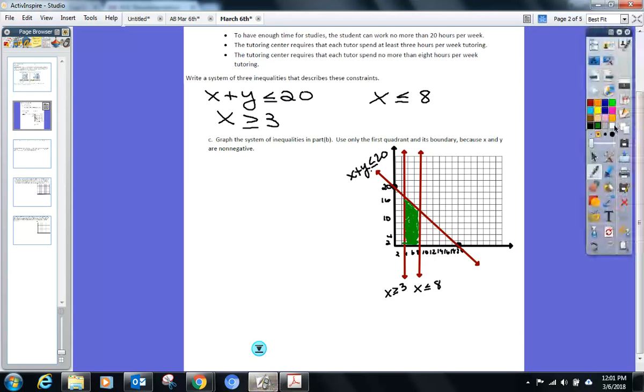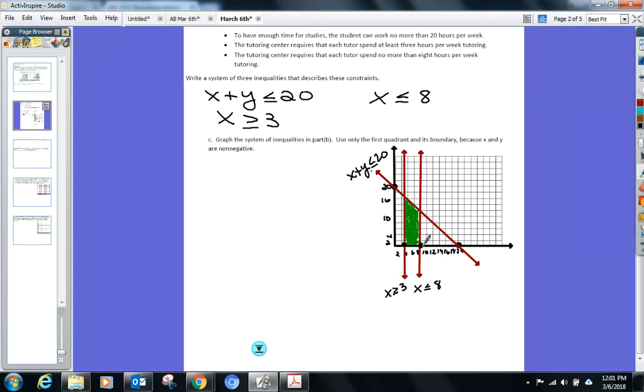You should be able to pick 4 points. Now, I think 2 of them should be pretty easy for you. The 2 at the bottom here, which were what, (3, 0) and (8, 0)? Everyone agreeing with those points? All right, now the other 2 might be tricky for you.